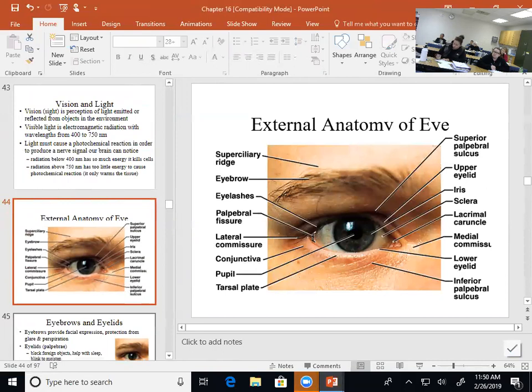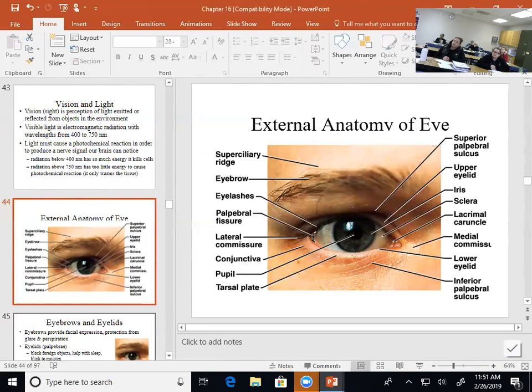For light to come in to those photoreceptors, it needs to move through clear structures, because if something's not clear, could light get through it? Or would it be blocked? It would be blocked. So does it make sense that the outermost structure of your eyeball itself has to be perfectly clear, or it should be, so light can move through? We're going to talk about that in just a minute.